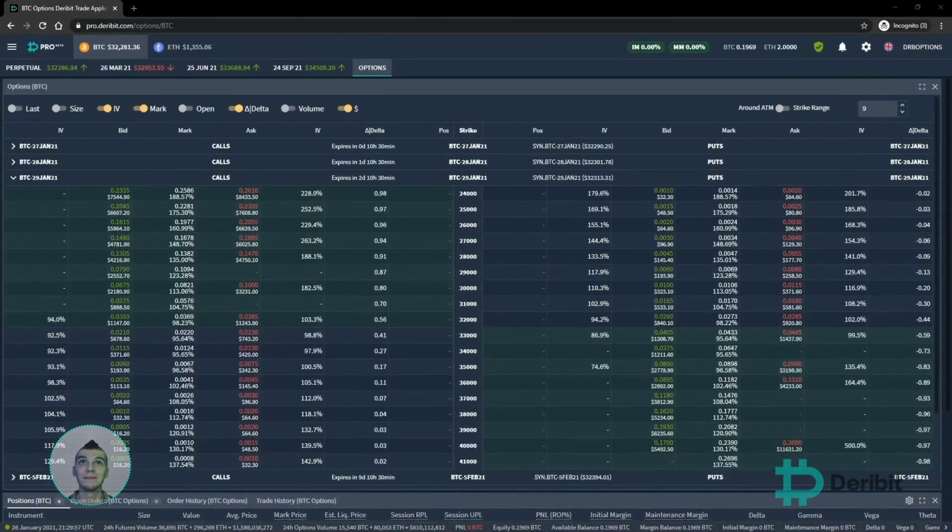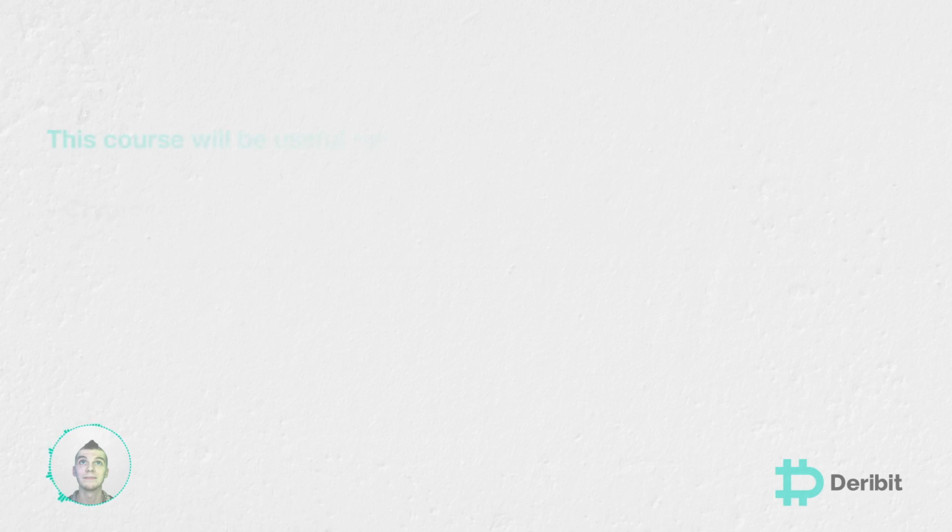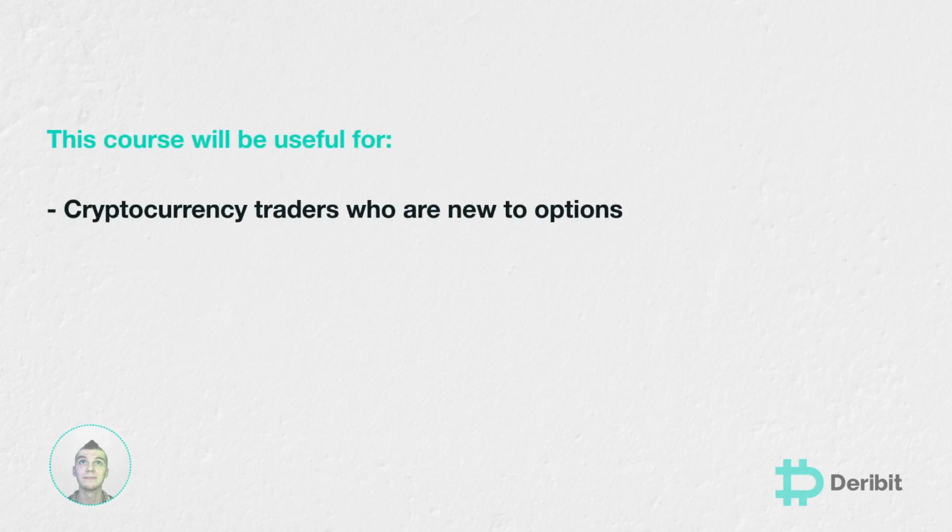In traditional markets, options are already an integral part of the derivatives market. In comparison, options are still a relatively young and fast-growing segment of the overall cryptocurrency market. There are many cryptocurrency traders who have little or no experience trading options, but are keen to learn about this incredibly powerful and versatile instrument type.